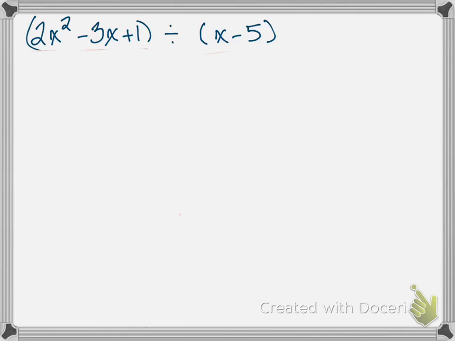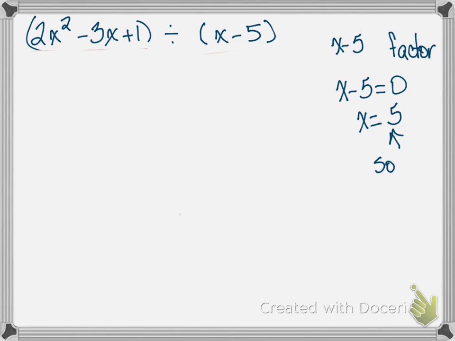So what we're going to do is focus on this x minus 5. X minus 5 is our factor. So when I set x minus 5 equal to 0 and I solve, what do I get? X equals what? 5. Okay? X equals 5 is our solution. We are going to focus on our solution in synthetic division. So our box looks different in synthetic division. I'm going to put my solution right here. So I have my 5 right there in the box.